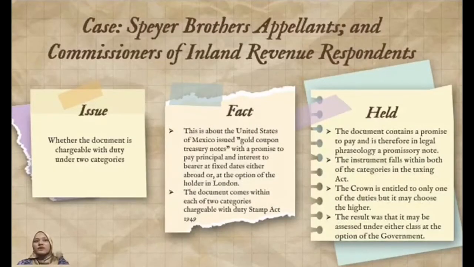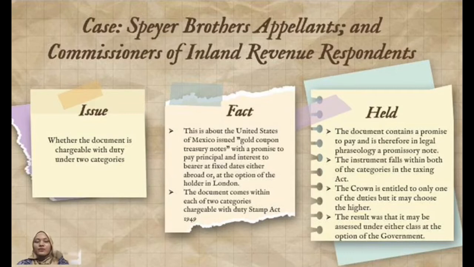In the case of Speyer Brothers Appellants and Commissioners of Inland Revenue Respondent, the issue is whether the document is chargeable with duty under two categories. The facts: the United States of Mexico issued gold coupons treasury notes with a promise to pay principal and interest to bearer at a fixed date either abroad or, at the option of the holder, in London. The documents come within each of two categories chargeable with duty stamp at 1949.